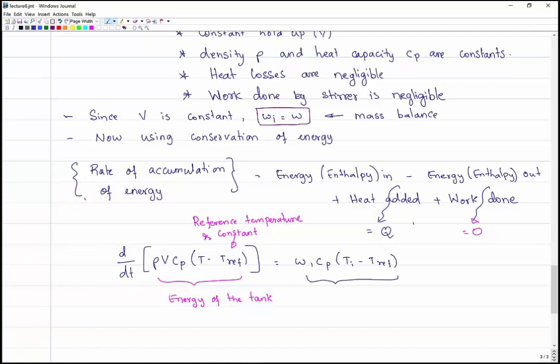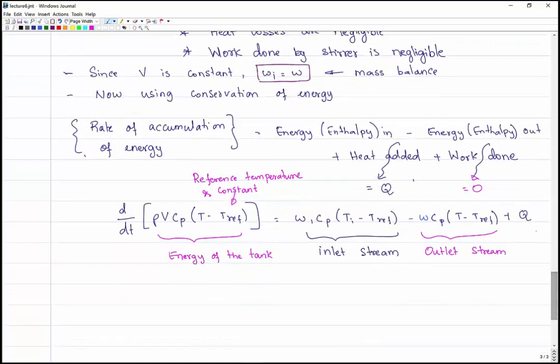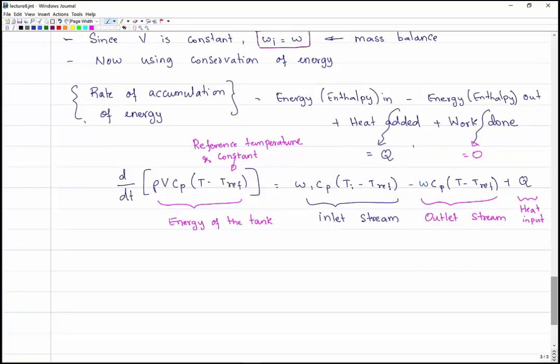And on the right-hand side, we have enthalpy that is being added by the inlet stream. It's given by W1 times Cp times (Ti minus Tref). And we subtract the enthalpy of the outlet stream from that and then add the heat input to the right-hand side. Notice that W1 is equal to W because of the mass balance equation, and therefore all the terms involving the reference temperature get cancelled.